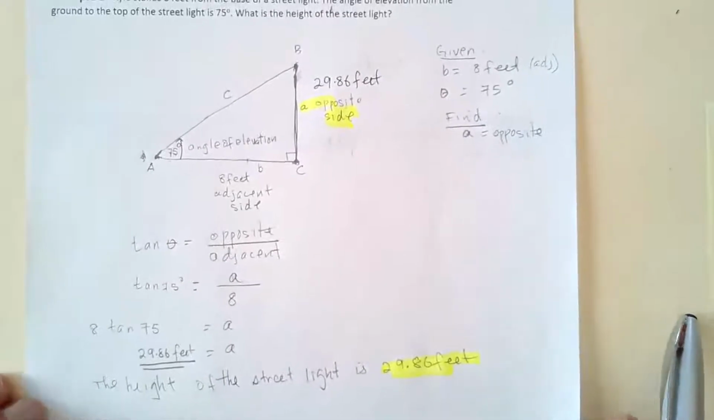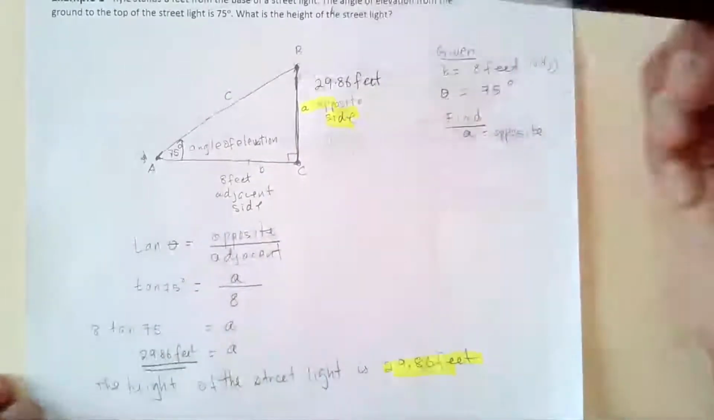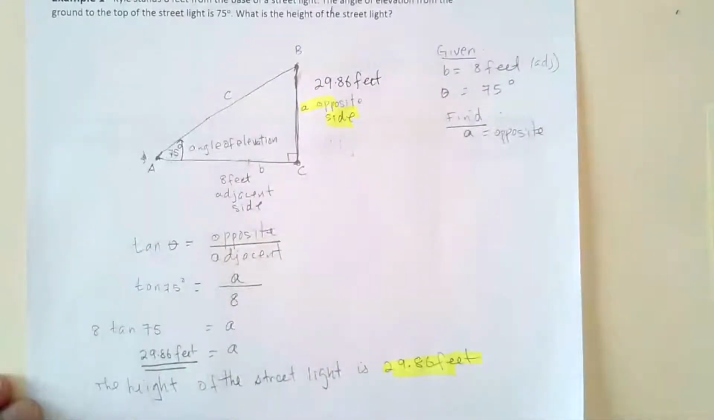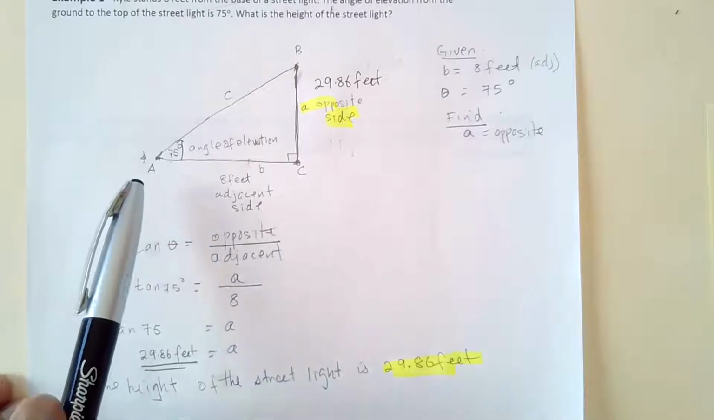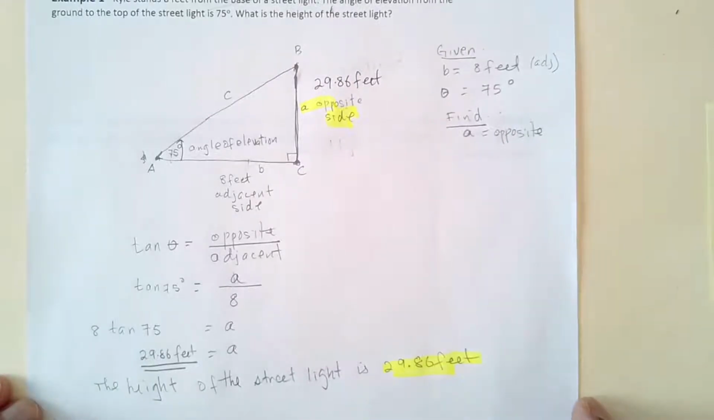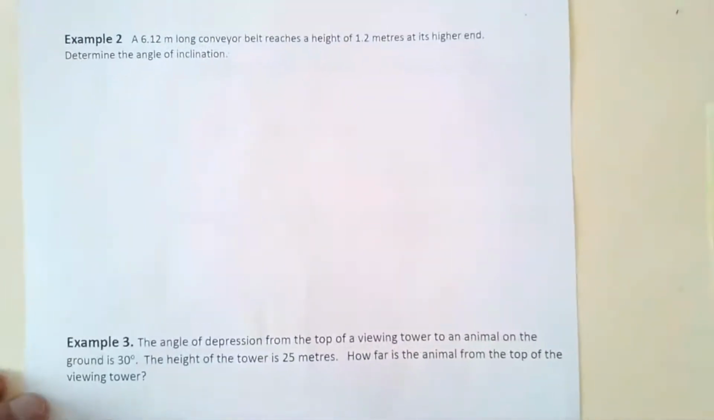So let's recap. We were asked to find the height of a street light, and we're given the angle of elevation and the distance from the observer to the base of the street light. And we used the tan ratio to find the height of the street light. Okay, let's move on to example 2.